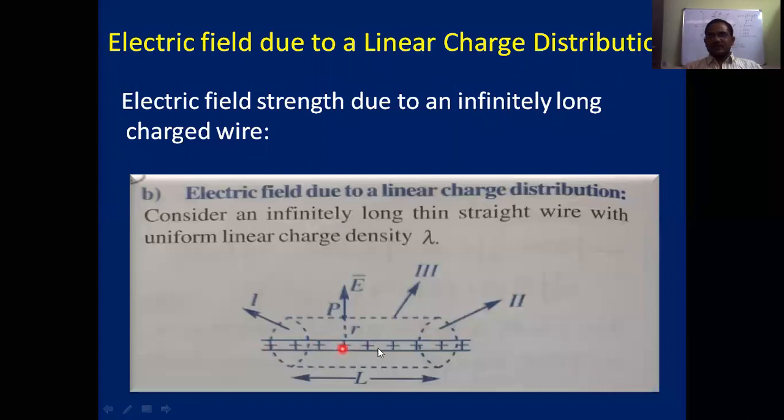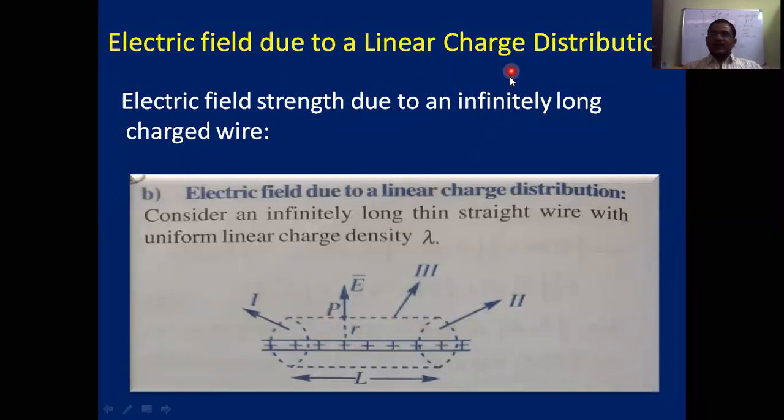So this is the infinite length of a uniformly charged straight wire. Okay, so it is a positively charged wire. Now at the distance r, you consider the point P here. I have to find the field strength at this point.